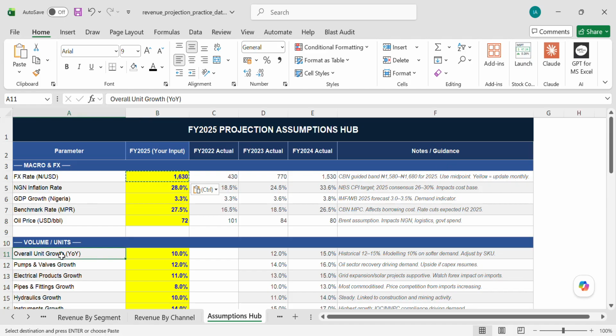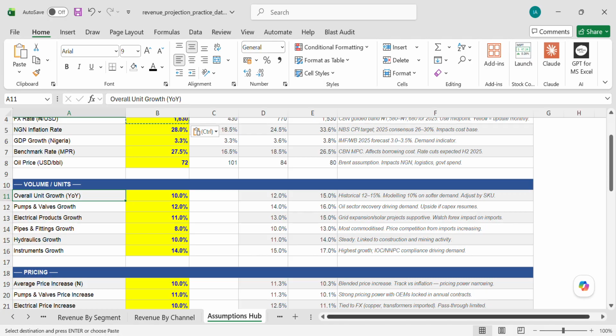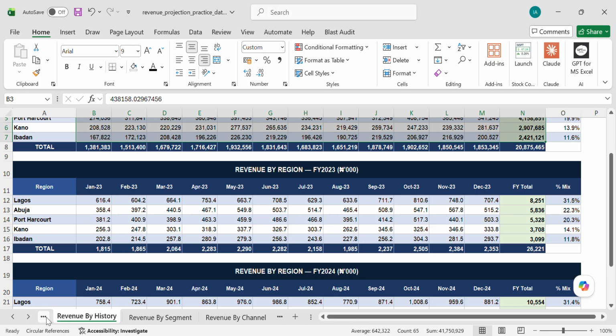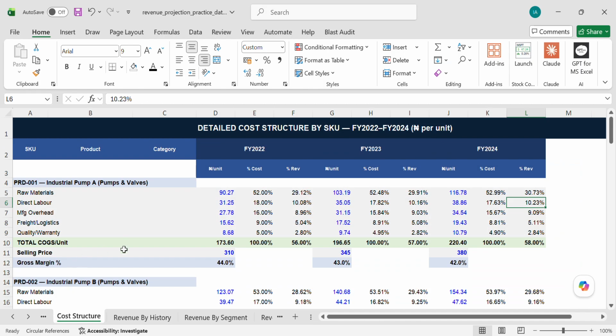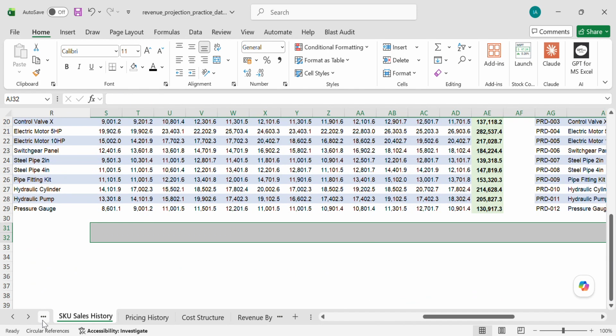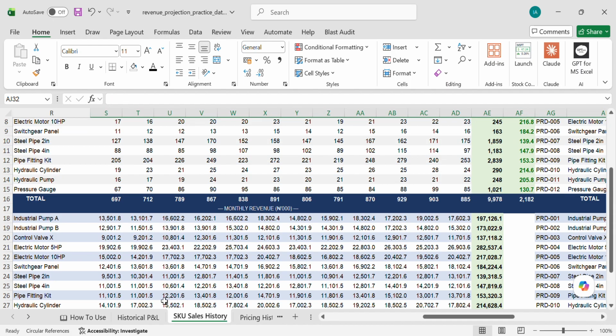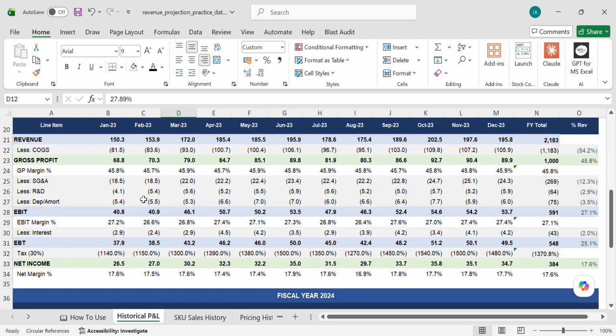Then again, let's come down to the volume per unit. Now, our unit growth you see here is 10%. This has grown significantly in terms of volume. What we find here is 12%, 15, and all of that. So you can even go back and do all of that for yourself to see if what we are seeing actually makes sense. So this is the typical structure of the volume, how the volume has looked. Let's see if we can even get it from here.